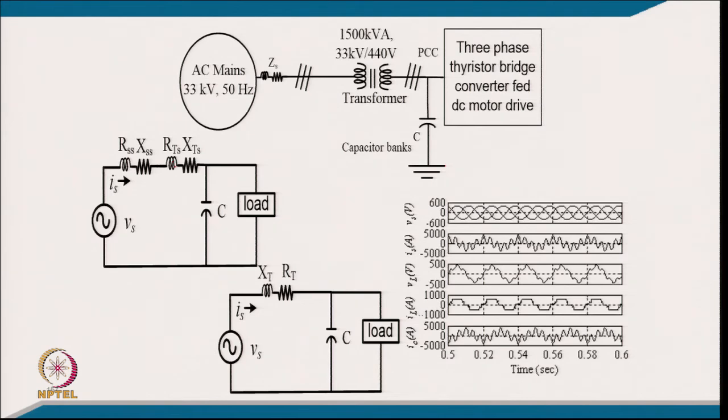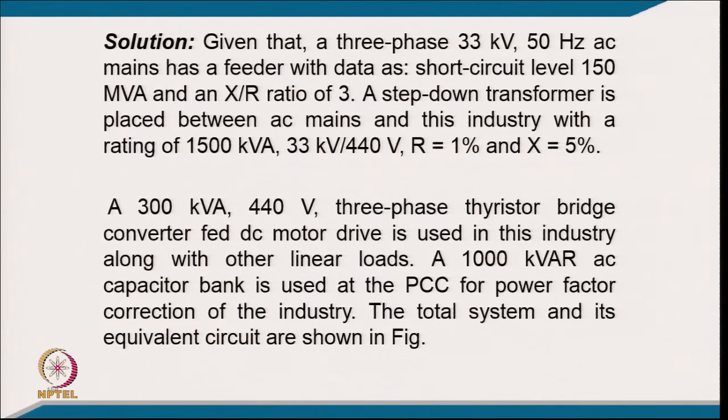The equivalent of this on the LT side is calculated, and then we put the value corresponding to the capacitance of 1000 kVAR, and you can find out the resonance problem here. You can see how the supply current is distorted and how the capacitor current is also distorted because of the resonance, while the load current is not affected. So, let us come to the numerical part of it.